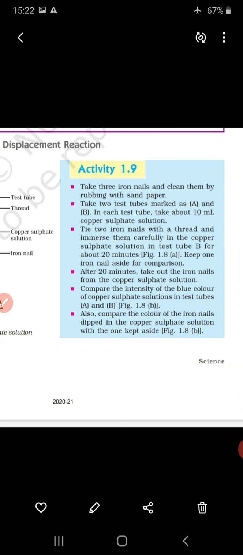Now one more definition is here. The reaction in which a more reactive element displaces a less reactive element. What is it exactly? The more reactive element displaces the less reactive element from its compound. Such a reaction is called a single displacement reaction. Now, one more important point is that both metals and non-metals take part in displacement reaction.